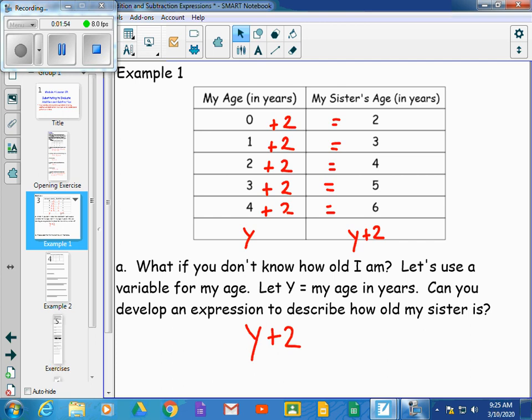For example, if I'm 90 years old someday and my sister is still alive, I can substitute 90 for the y. That means my sister would be 90 plus 2, which is 92. If I am 43 years old, I can substitute the 43 for y, and my sister would be 43 plus 2, which is 45.